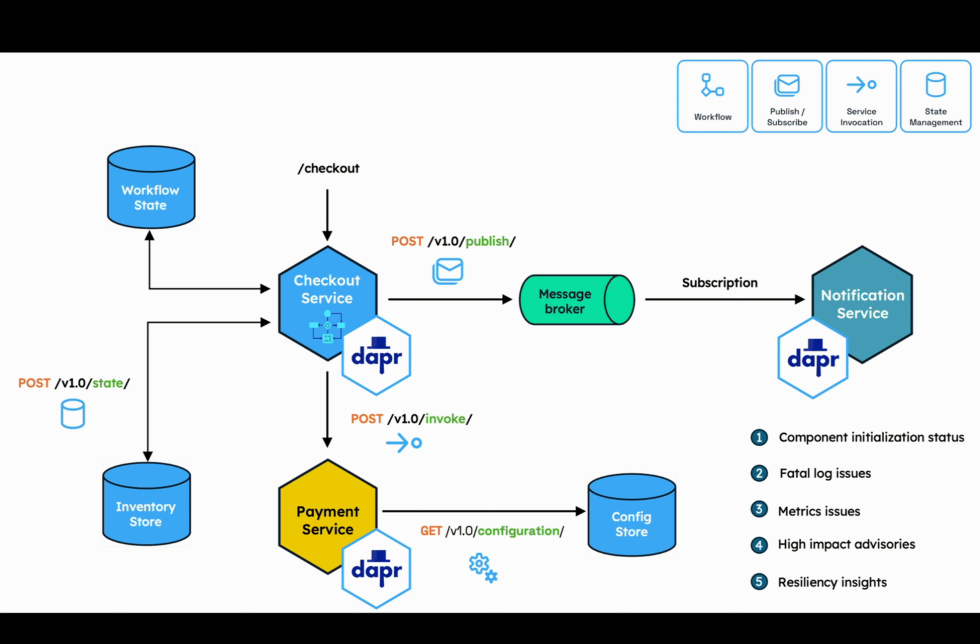And last but not least, resiliency insights. This is extremely valuable as Dapr resiliency policies are encouraged in production. If for whatever reason your PubSub broker becomes unreachable, the resiliency will kick in and you'll be able to get insights into the fact that that resiliency policy is currently being enacted.